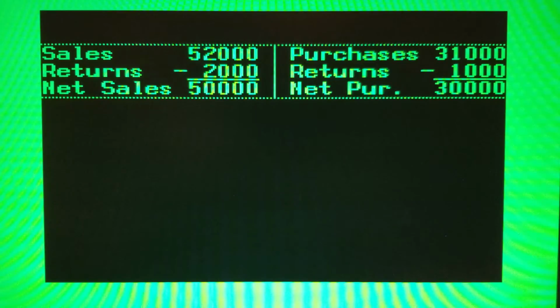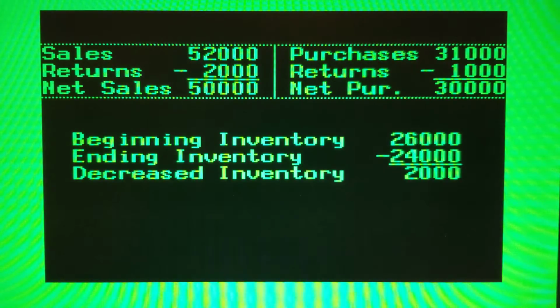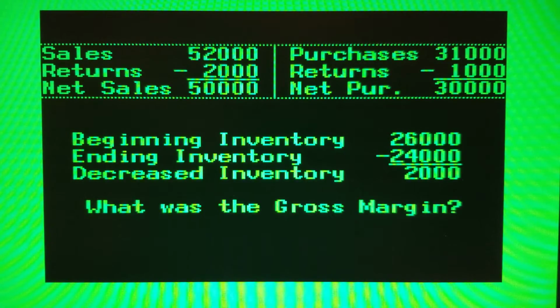Let's say sales were $52,000 less $2,000 returned from customers, or $50,000 net. If the purchases were $31,000 less $1,000 returned to suppliers, net purchases were $30,000. If beginning inventory was $26,000 and ending inventory $24,000, inventory decreased by $2,000, and cost of goods sold was $32,000. What was the gross margin?